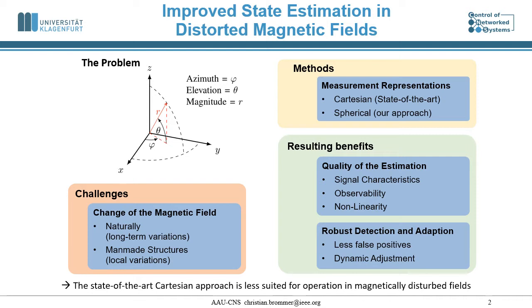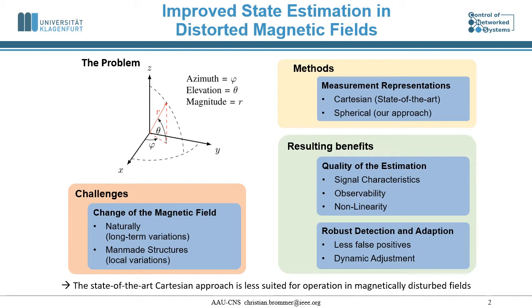Because of this, advanced estimators include the variation of the local magnetic field in the state vector. This is interesting for both long-term UAV flights, in which the magnetic field varies naturally, or in local areas in which disturbances are introduced by the environment. The classical state-of-the-art approach makes use of Cartesian coordinates to express the magnetic field. However, this representation suffers from observability and consistency issues.